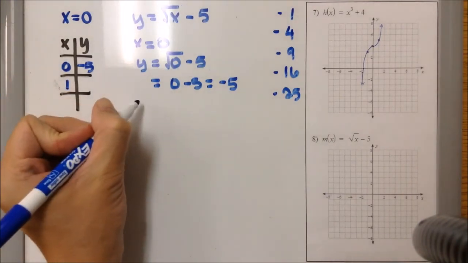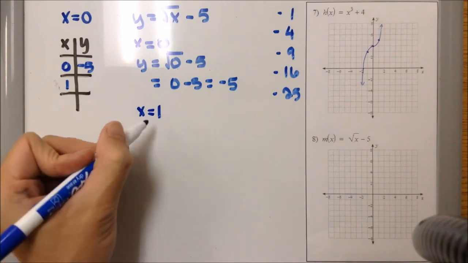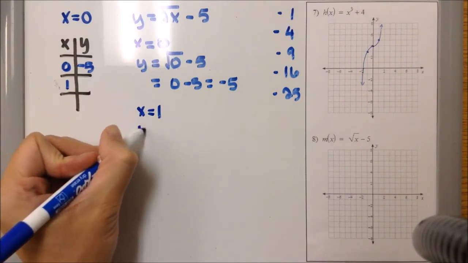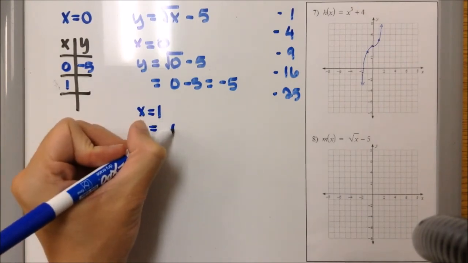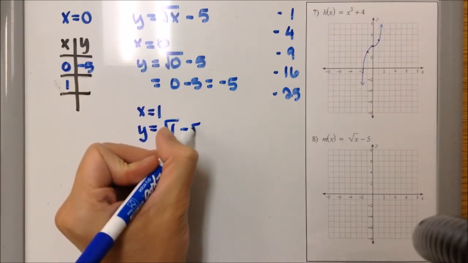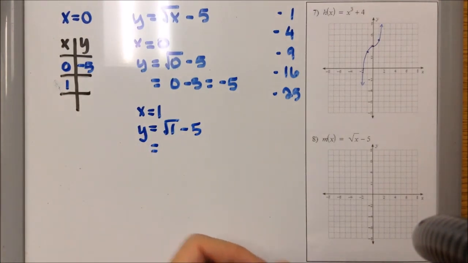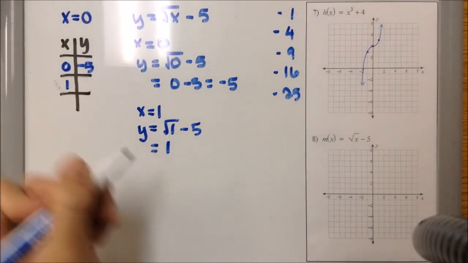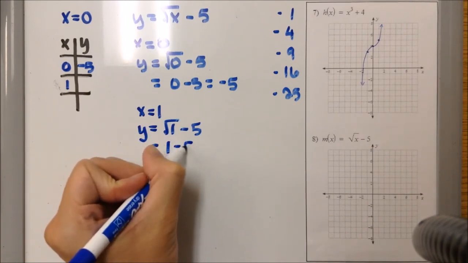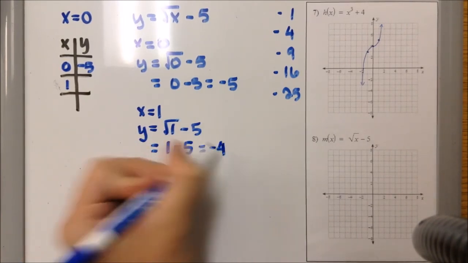So I'm going to write x equal to 1, and I'm going to plug 1 into x. So y equal the square root of 1 minus 5. And the square root of 1 is just 1. And then 1 minus 5 will be negative 4.